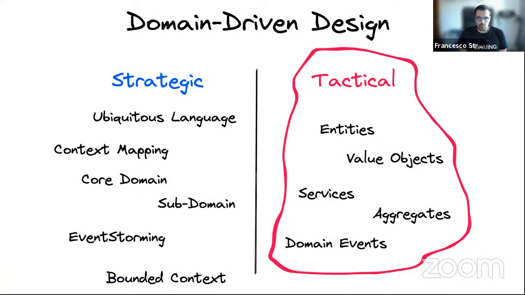What will this talk be about? I will try to implement, in a very, very simple demo project, the right part of the chart that you see in this slide, the tactical part of DDD. I will talk about entities, value objects, services, aggregates, and domain events with a very, very simple application.